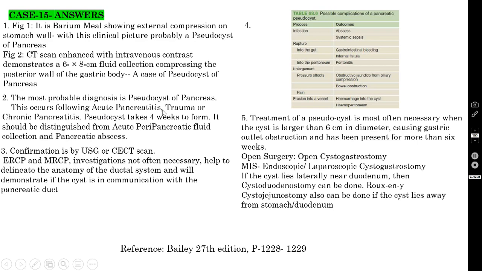This occurs following acute pancreatitis, trauma, or chronic pancreatitis. A pseudocyst takes 4 weeks to form. It should be distinguished from acute peripancreatic fluid collection and pancreatic abscess. So what are the investigations? The confirmation is by either ultrasound or CT scan. ERCP and MRCP, not often necessary, help to delineate the anatomy of the ductal system and will demonstrate if the cyst has communication with the pancreatic duct.